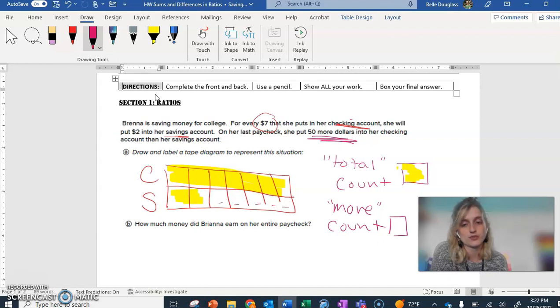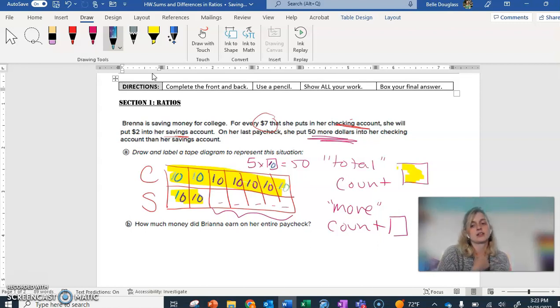1, 2, 3, 4, 5 empty boxes. I used all my space for my notes. 5 boxes makes $50. Okay, we can do that one. That makes $10 a box. Ooh, look at I put the glitter pin. It changes colors. So cool. Okay, that means $10 in each box. Then the question says, how much money did she earn on her entire paycheck? You can figure that one out. Don't forget your dollar sign.